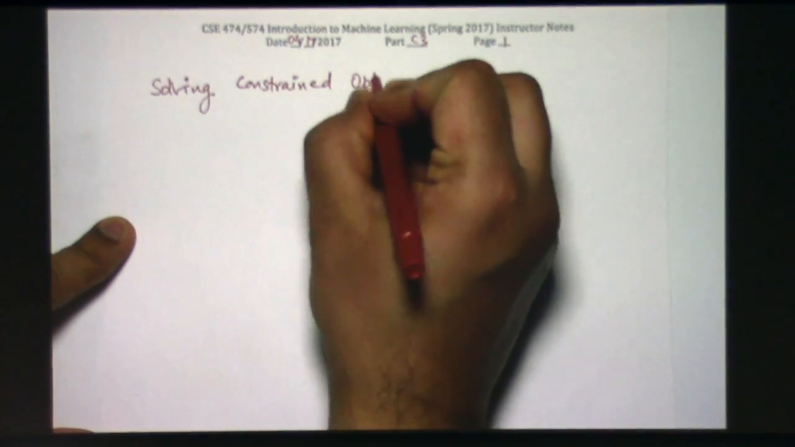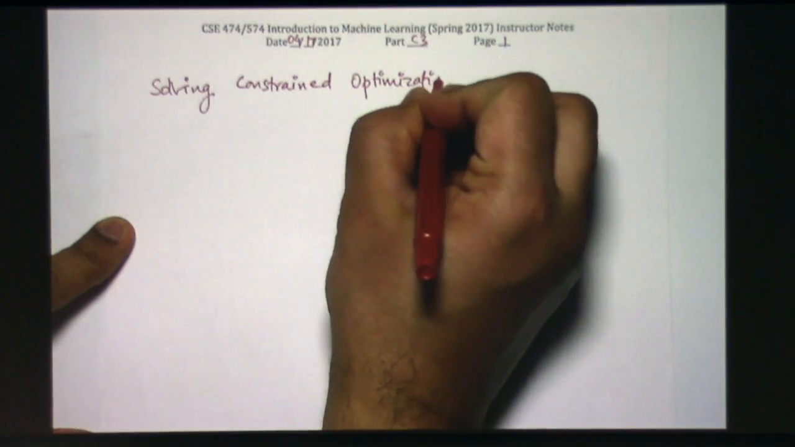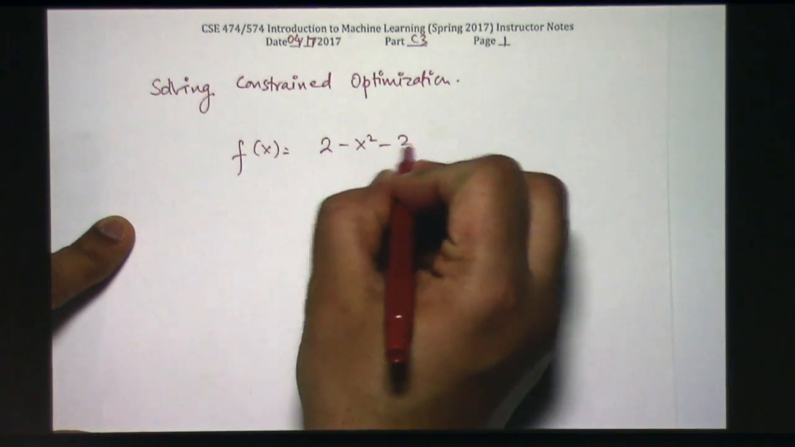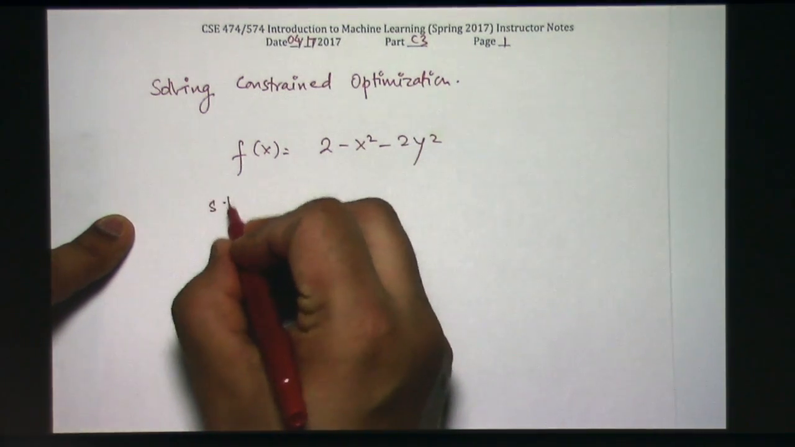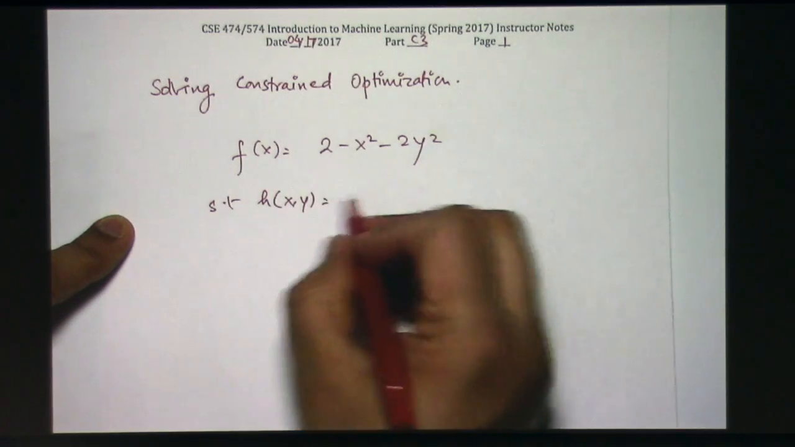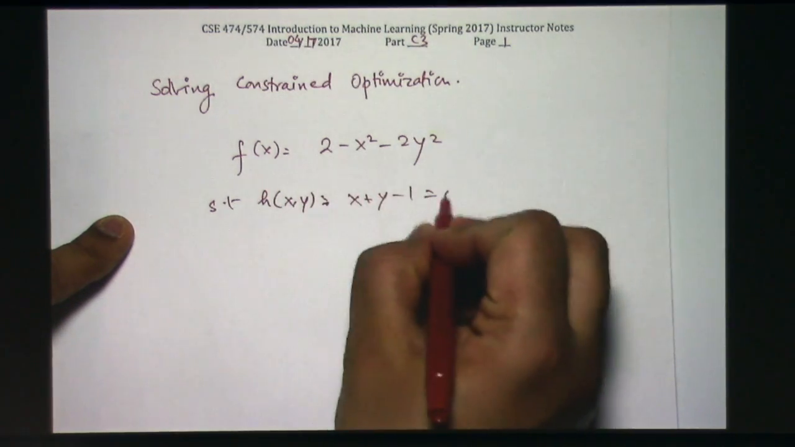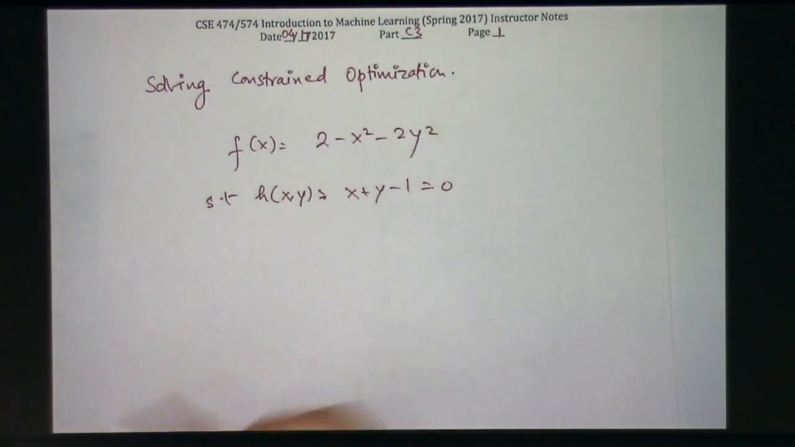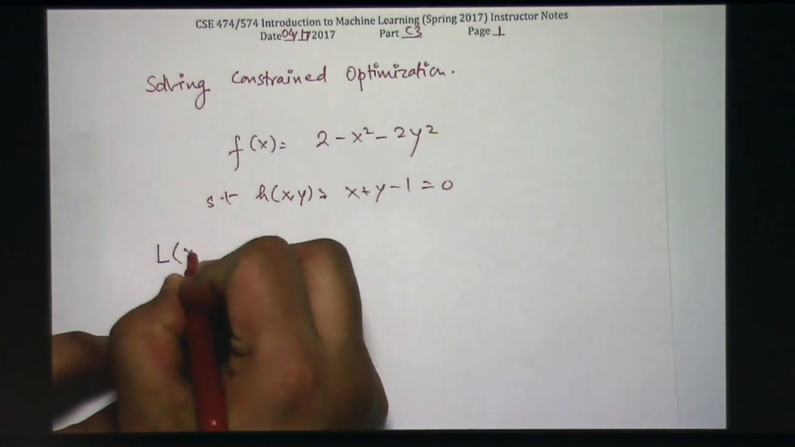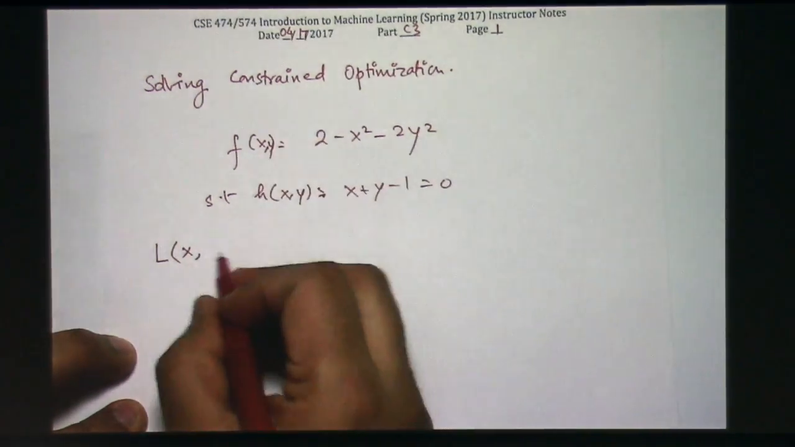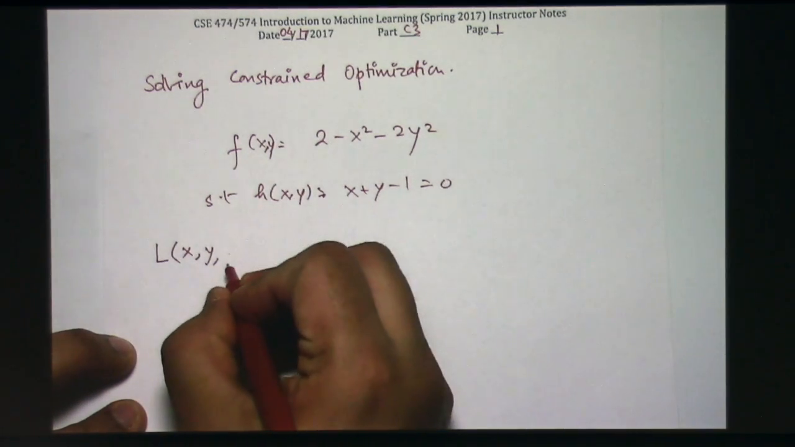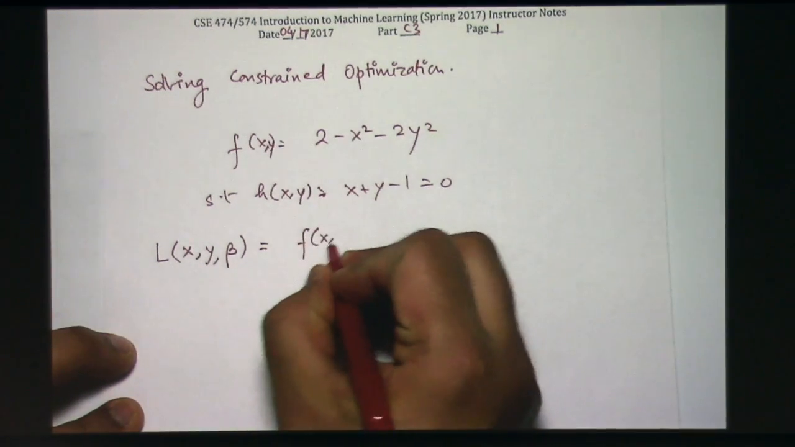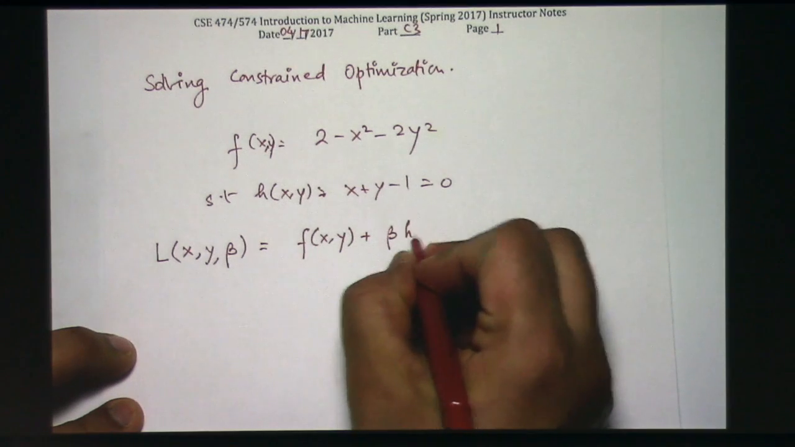constrained optimization problems. The first example is, let's say, f(x, y) is 2 minus x squared minus 2y squared, subject to the constraint x plus y minus 1 equals 0. So what the Lagrangian method says is that you can create a new objective function, L(x, y, beta), with a new unknown variable beta here, and this is equal to f(x, y) plus beta times h(x, y).